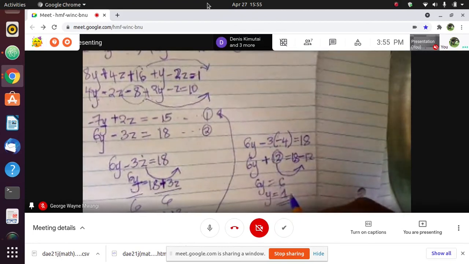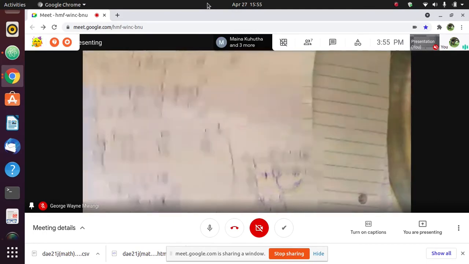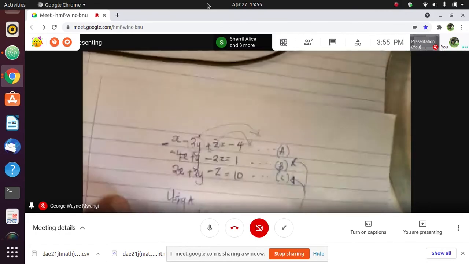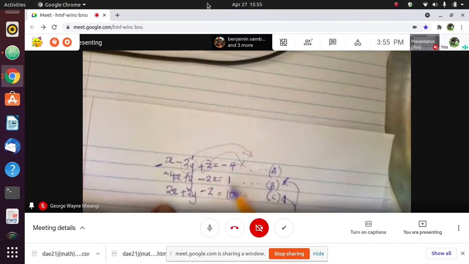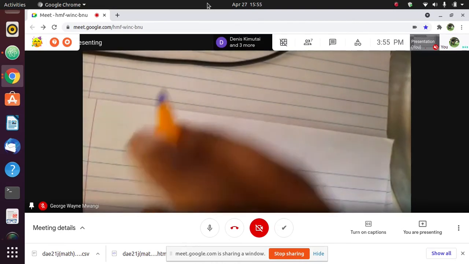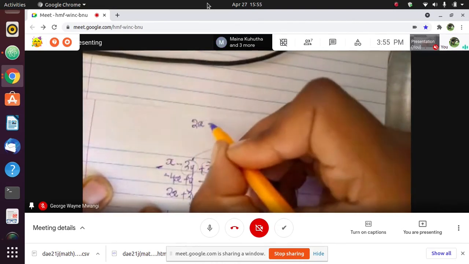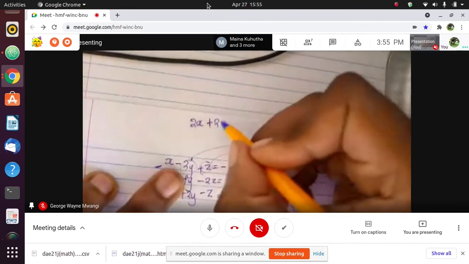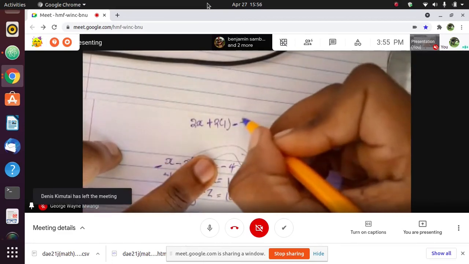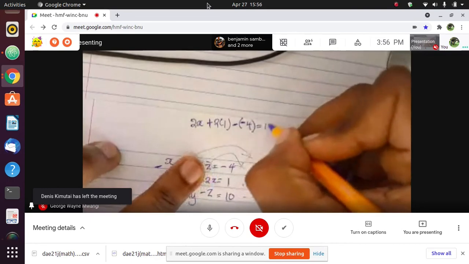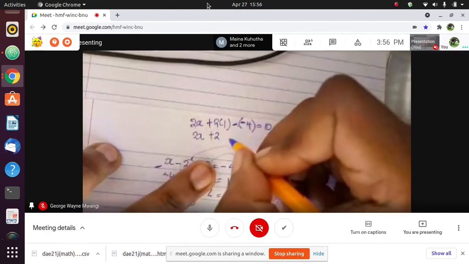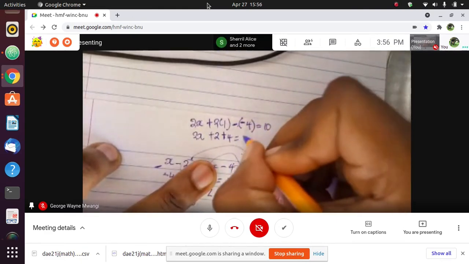Are we together? Yes. Okay. Now let us replace. We now have the value of y, and we now have the value of z. We can take those two variables and replace them in any of these equations to give us the value of x. Let us use this third one, equation C. So 2x plus 2, the value of y is 1, so 2 times 1 minus z, and the value of z is minus 4, so minus minus 4 is equals to 10. Therefore, 2x plus 2 minus minus 4 gives us plus 4 is equals to 10.